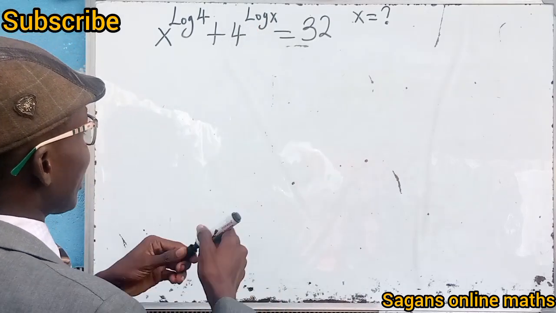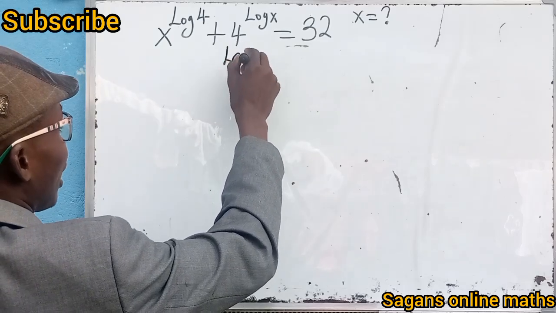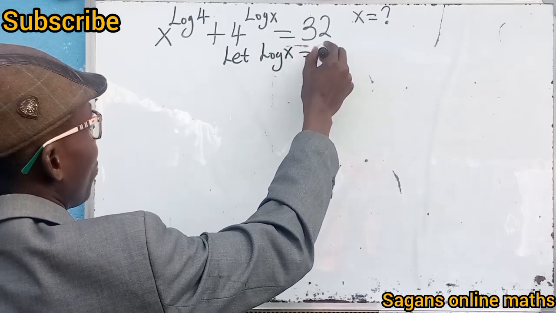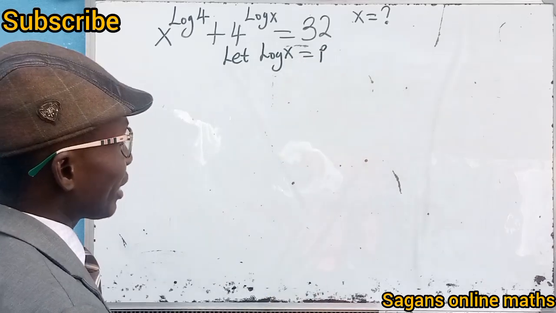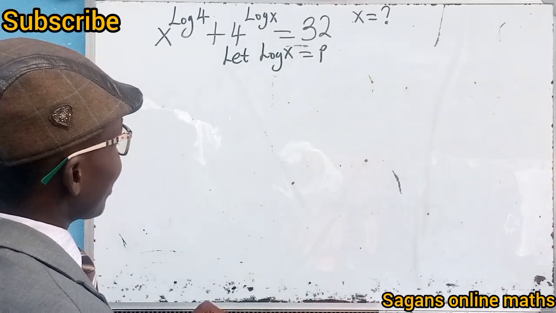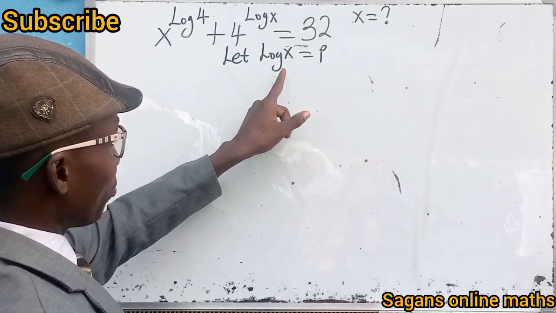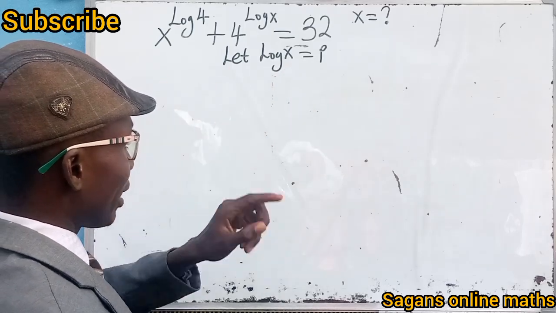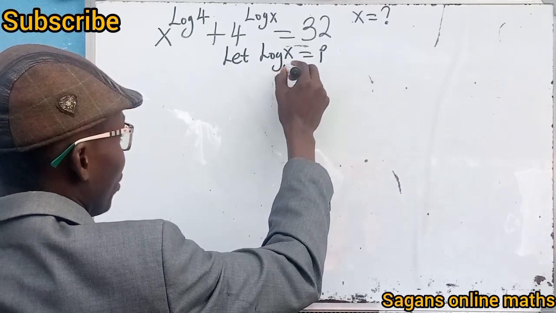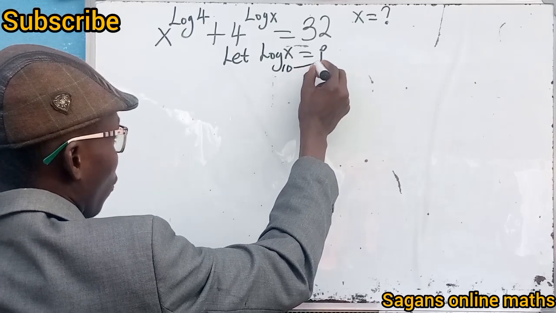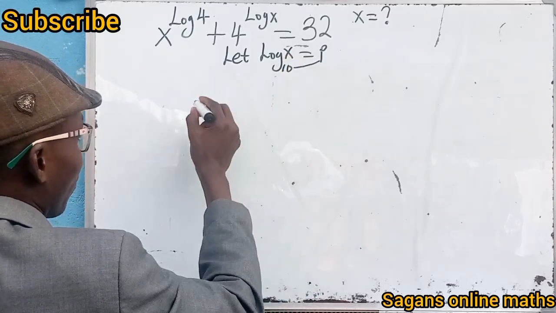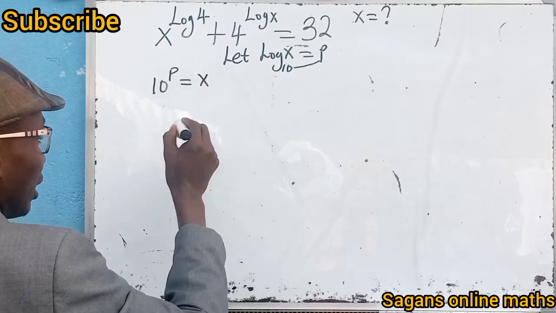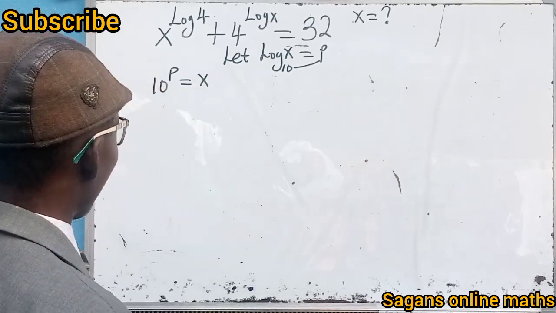Our first step is to let log s equal p. If log s equals p, remember that this log is in base 10, since any logarithm without a specific base is in base 10. That means 10 raised to the power of p gives s. That means 10 to the power of p is equal to s.